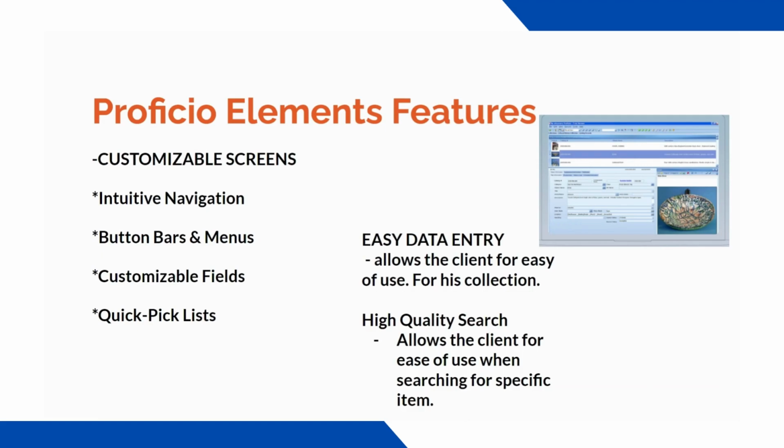The Proficio Elements features: it has customizable screens, intuitive navigation, customizable fields, quick pick lists. It has easy data entry, which is super good for the client to have ease of use for his collection. Makes it easy to put in a bunch of items at once. It has a high quality search. This is also really good, so it'd be easy to search up a specific item that he is looking for in his collection.